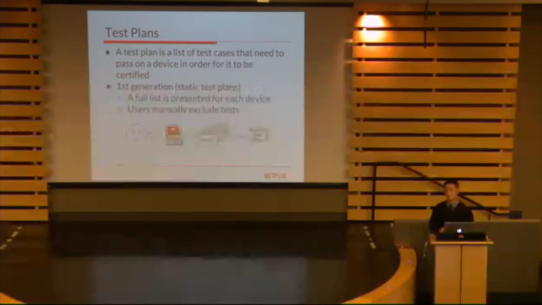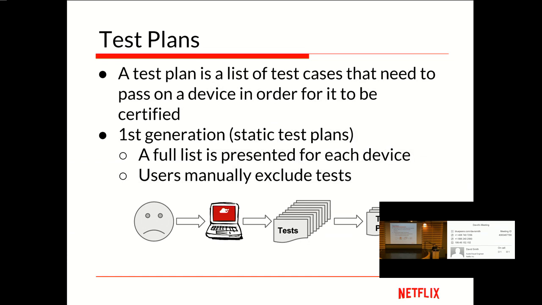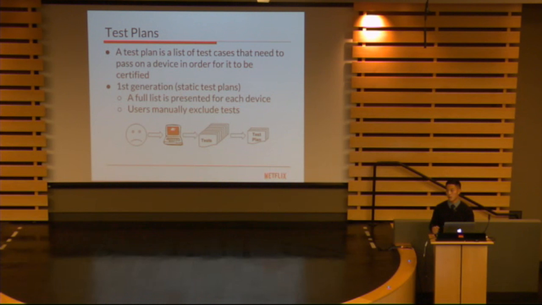Now, what does that mean? We present partners with a test plan, a list of test cases that need to pass on that device in order for that device to get the Netflix stamp of approval. So the way we first approached this was we provided that full list of test cases to the partner. We have a dedicated certification team that use our web UI using CRUD interfaces, talking to a MySQL backend to manually exclude tests. For example, if a device can't do 3D, then we shouldn't include 3D tests.